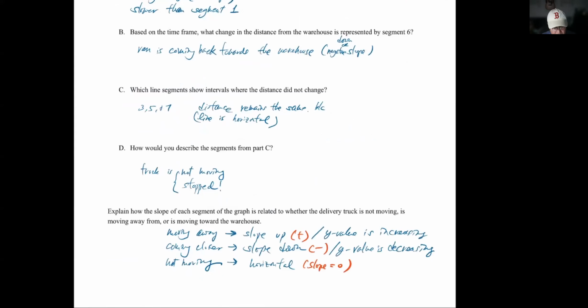And the last one, not least, is basically the premise with which we did this problem. When you're moving away from the warehouse, slope is going up or positive, or y value is increasing. Talking about the y-axis, right? When you're coming closer, slope is down or negative. Negative slope, or the graph is coming down, or we could say that y value is decreasing. So those are slightly different ways of describing all this. It's not moving when the graph is either horizontal, or you could say that slope is equal to 0. Okie dokie, guys. All right.